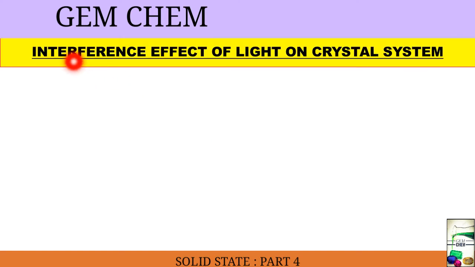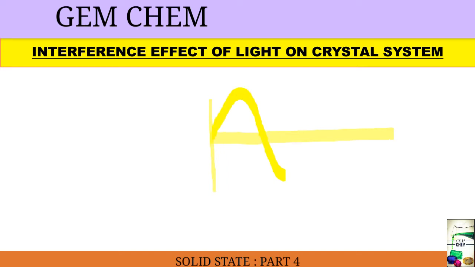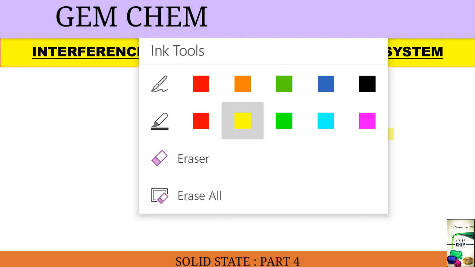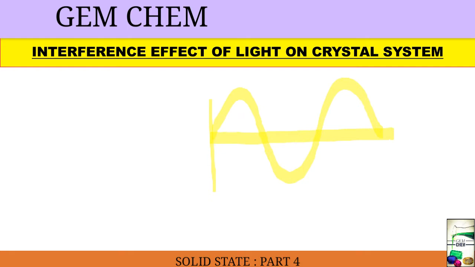Now here, first we will deal with the interference effect of light on a crystal system. First of all, we know that light is an electromagnetic radiation which consists of a wave, which propagates through space with the speed of light. So it can be represented as this, that is a wave. Now it has a certain velocity as well as a certain frequency and wavelength, which is related as this: frequency is equal to c by lambda.